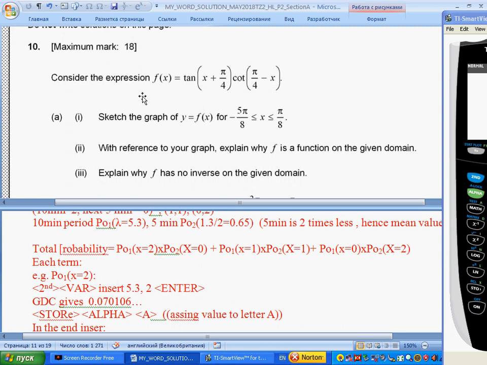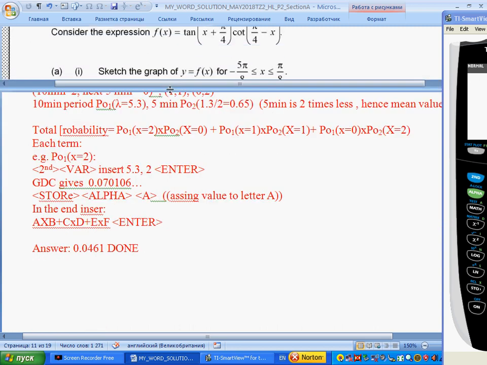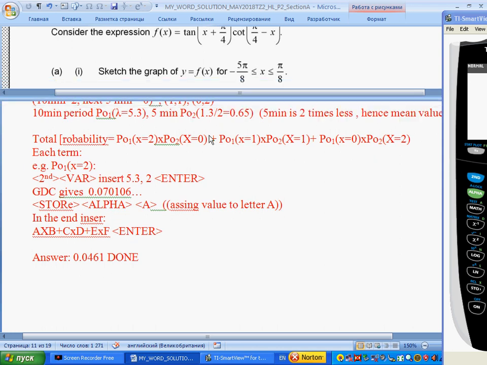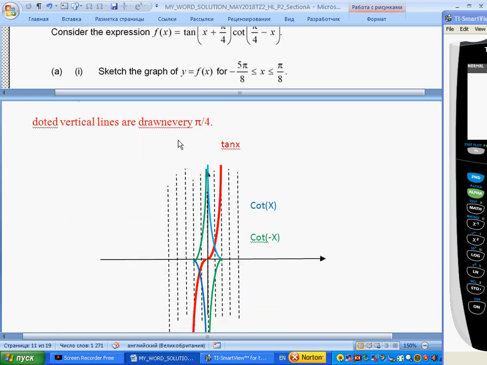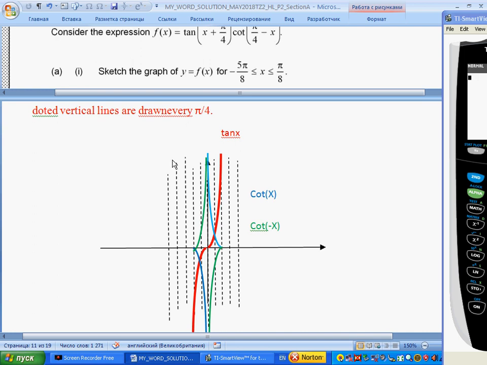Question 10. Consider the expression and sketch the graph. Okay, let me move. Sketch the graph from minus 5π/8 to 5π/8. So cotangent is 1 over tangent, and so I have drawn vertical dotted lines every π over 4. For tangent, which is a periodic function, it is red.